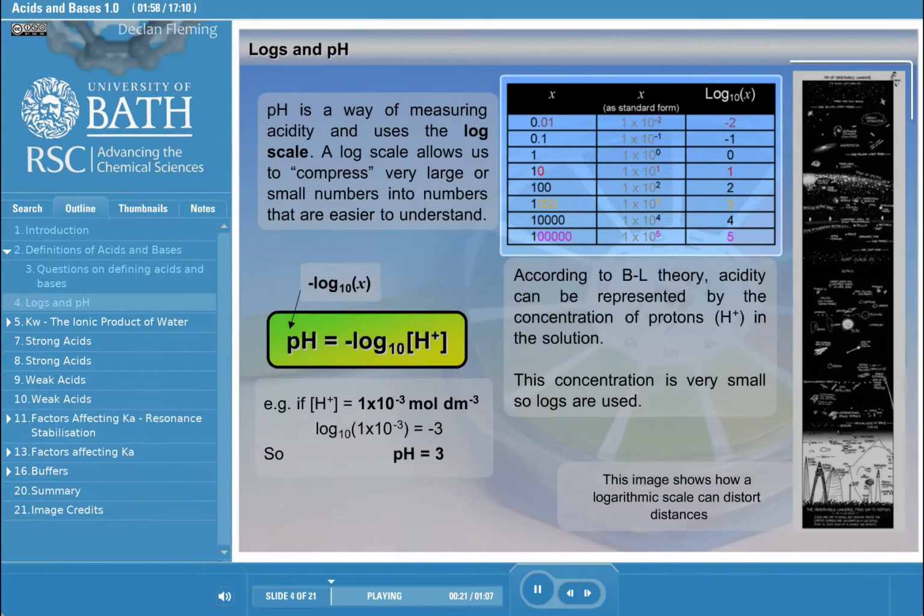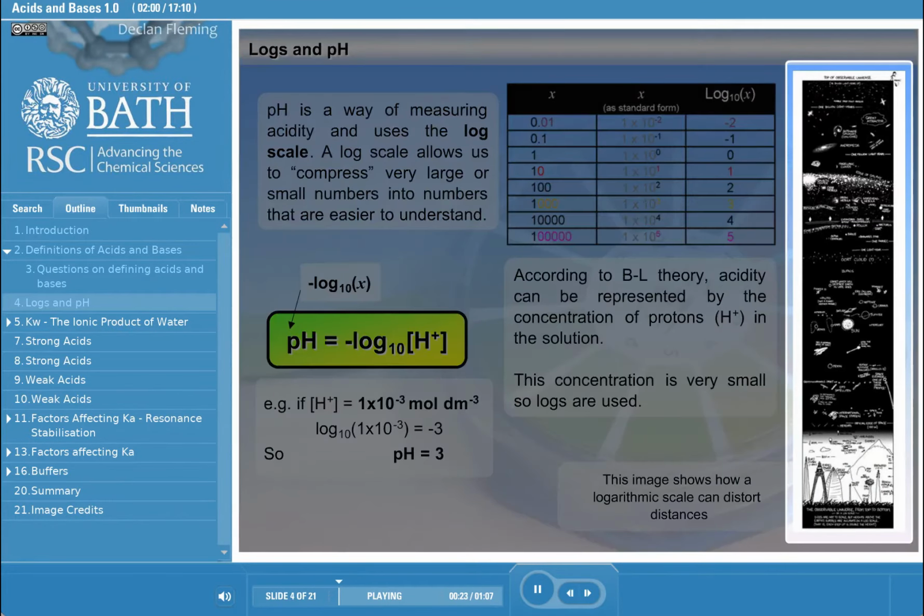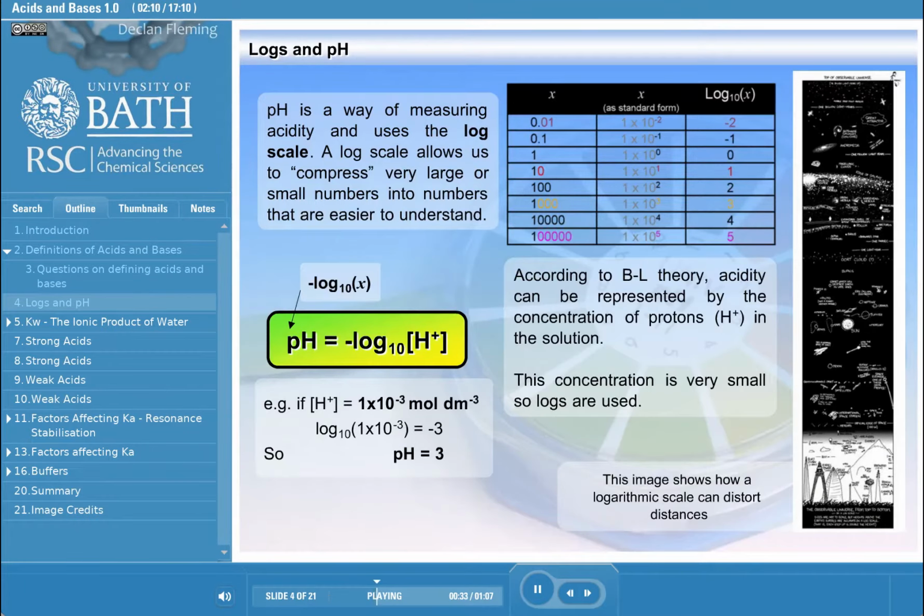Take a moment as well to look at this picture. You can click to see a larger version. The image shows what happens if you take the log of a distance. The diagram shows detail over a wide range of distances. We measure acidity by concentration of hydrogen ions in solution. These concentrations are often very small and they can take a wide range of values, just like the distance scale in the universe picture. So we use logs for convenience.